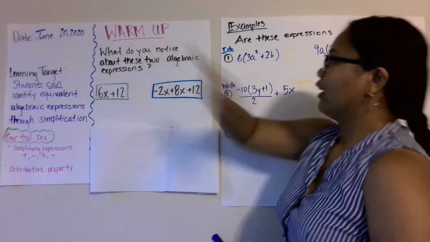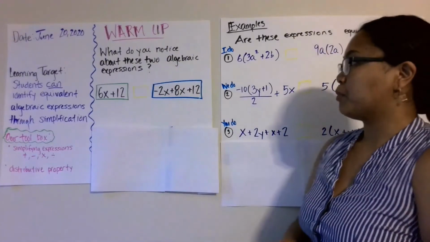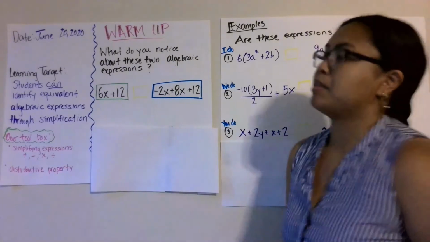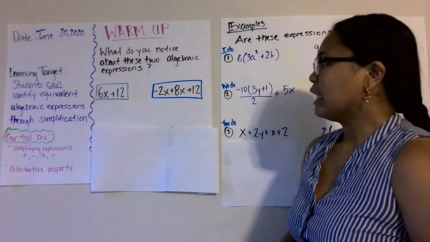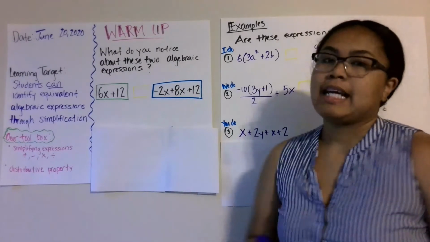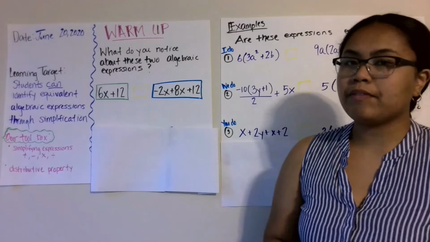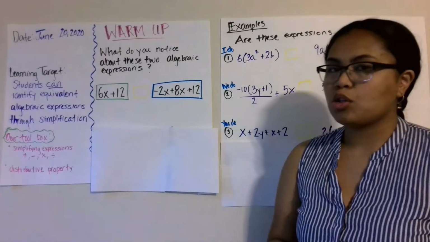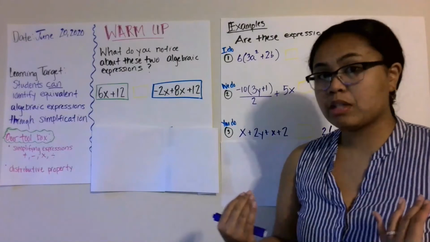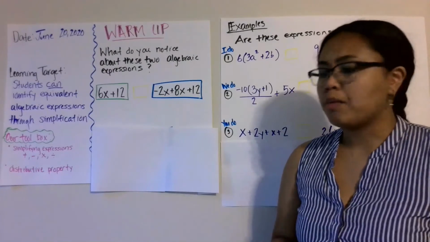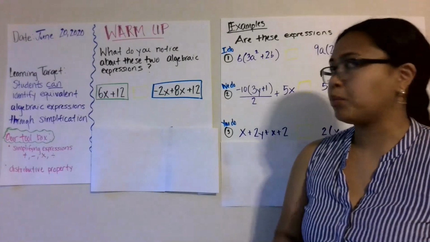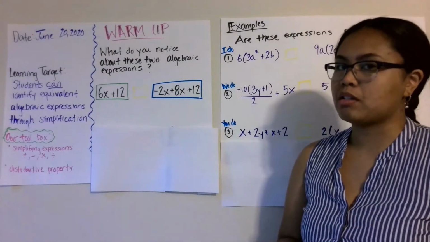What do you know about these two algebraic expressions? We have 6x plus 12 and negative 2x plus 8x plus 12. I'm going to give you 30 seconds to think about this question. You can turn to a peer, you can jot it down in your notebook, but what do you know about these two expressions?